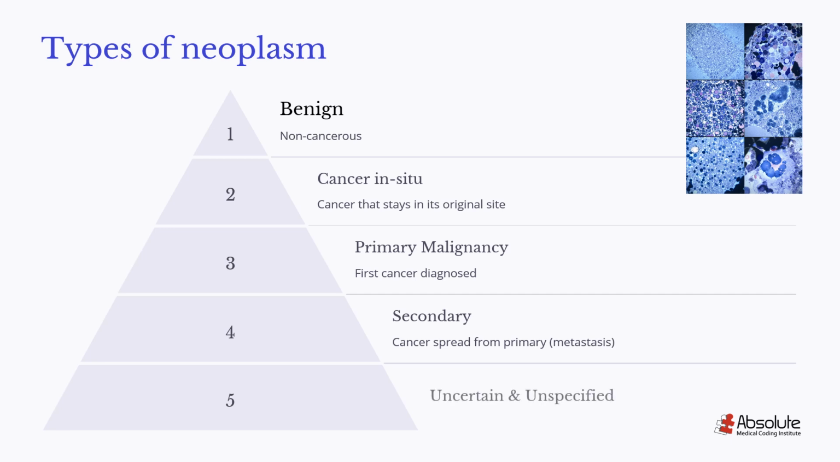And finally, we have uncertain and unspecified cancer. Now, uncertain is pretty much what it says. The doctor's not certain about the type of cancer, and unspecified, the doctor didn't specify the type of cancer.